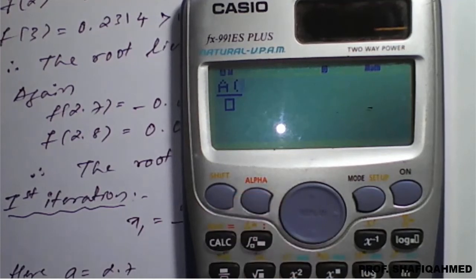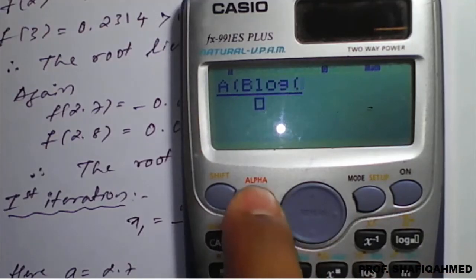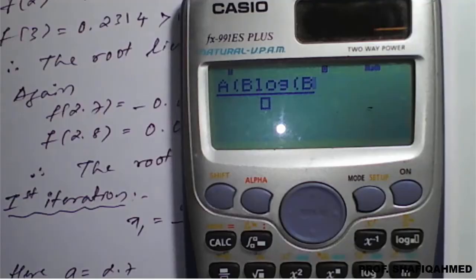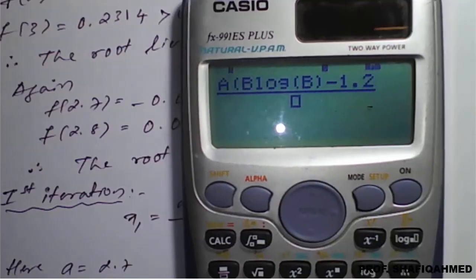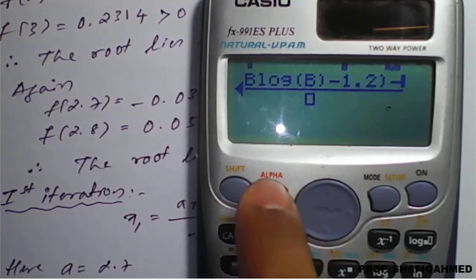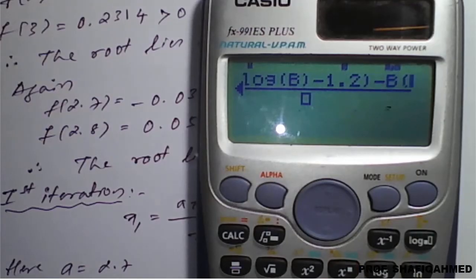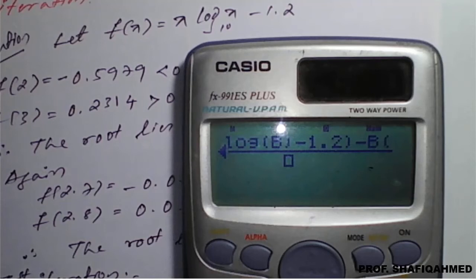So alpha b into log of alpha b minus 1.2, okay, so 1.2, close the bracket, minus b into f of a. So b means alpha b bracket, again the same formula. So what formula we have here? This same formula we have to write in terms of a, that is alpha a into log of alpha a, close the bracket, minus 1.2, fine.